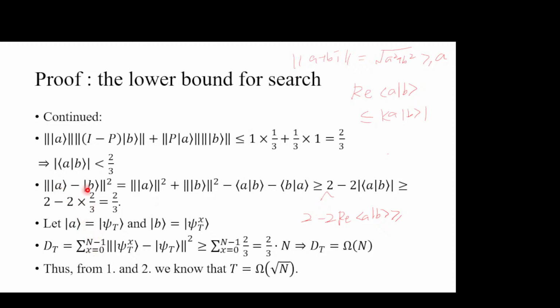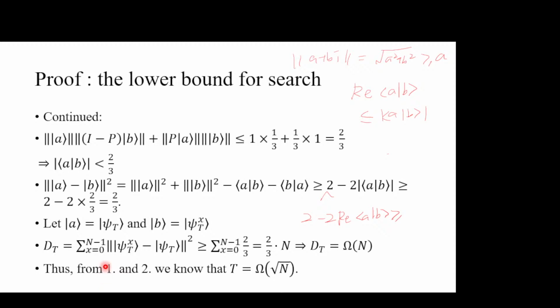And then we put A and B back to what we think they should be. A is psi t and B is psi xt. Then we see that the distance squared between psi xt and psi t should be greater or equal to 2/3 for all x. And so you just sum. So your progress function is the sum over x of the distance, non-squared, and it's just 2/3 times n, and that means that at the end, the progress function should be big omega.